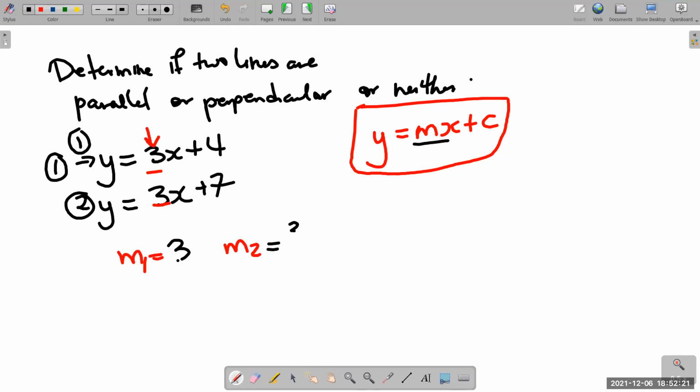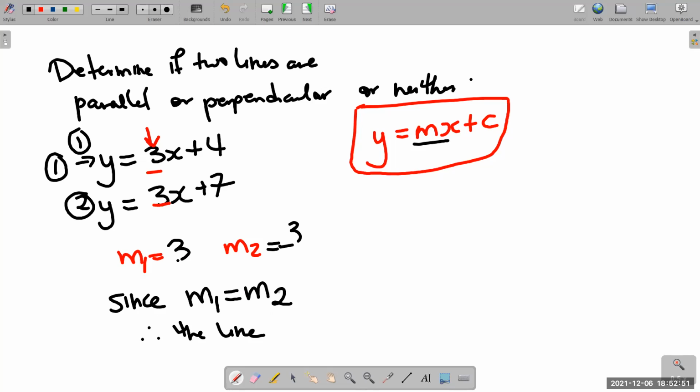So what would you say? You literally have to learn how to write your answers in math; you have to communicate. So you have to say, since M1 is equal to M2, therefore, that's what these 3 dots mean, learn to use it. Therefore, the lines are what? Since they're equal, are they parallel, perpendicular, or neither?